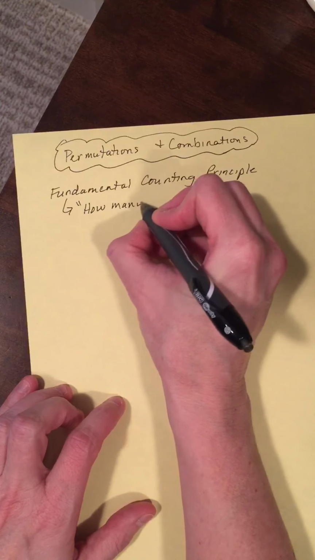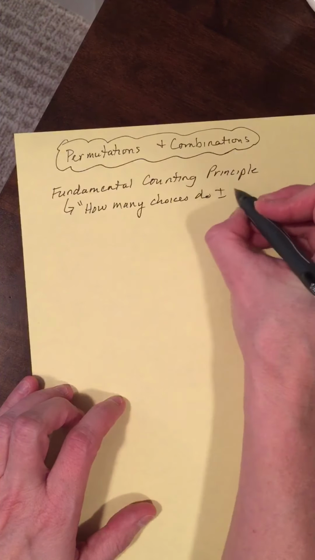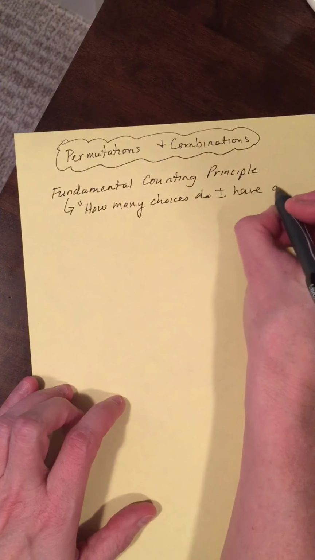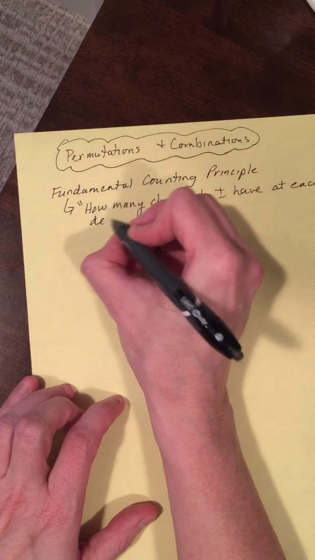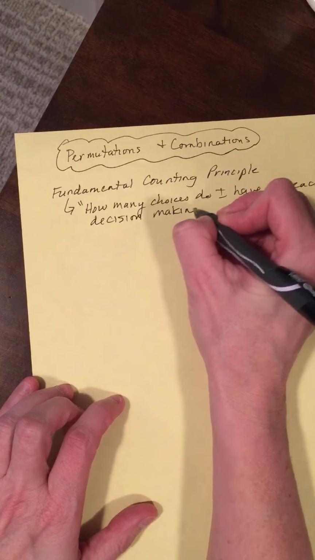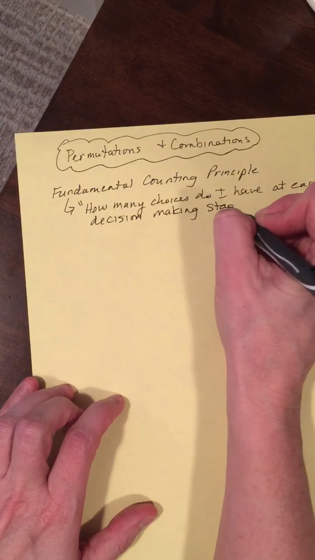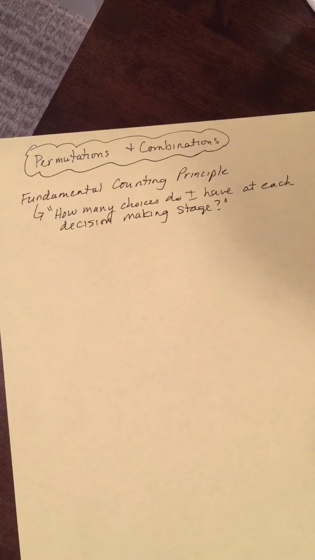And what went with this particular lesson is the question that we wrote at the top of our page, which says, how many choices do I have at each decision making stage? And that question was pervasive. I must have repeated it, I don't even know how many times, and I hoped you were repeating it to yourself when you were doing the homework.